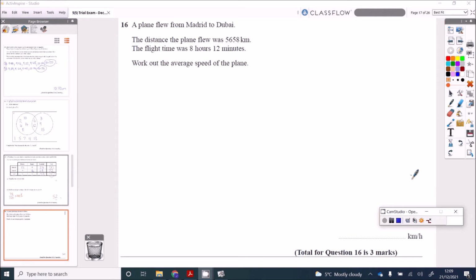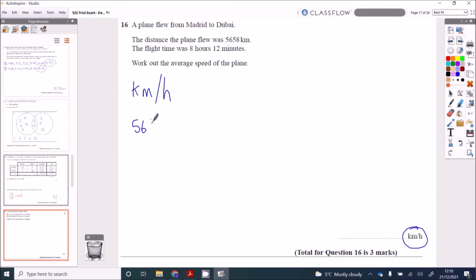Okay, so question 16. Work out the average speed of the plane. Now, if you can't remember how to work out the average speed, here's a little hint for you. Go and have a look at the units that are in the answer. Now look, it's kilometers divided by hours. So you know that to work out the speed, you're going to have to do kilometers divided by the hours. Now the kilometers is easy. That's 5658 kilometers. And now we've got to divide that by the number of hours.